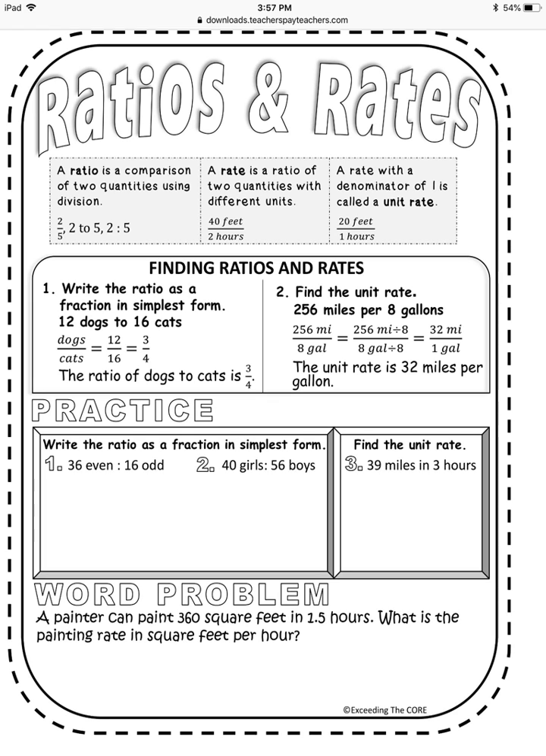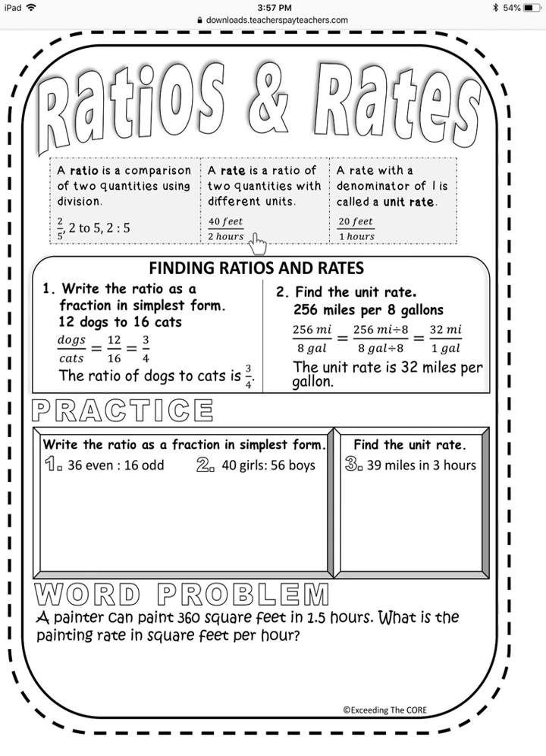A ratio is a comparison of two quantities using division. It can be shown as a fraction, with the word "to," T-O, or with a colon. A rate is a ratio of two quantities with different units. For example, 40 feet over 2 hours. And a rate with a denominator of 1 is called a unit rate.